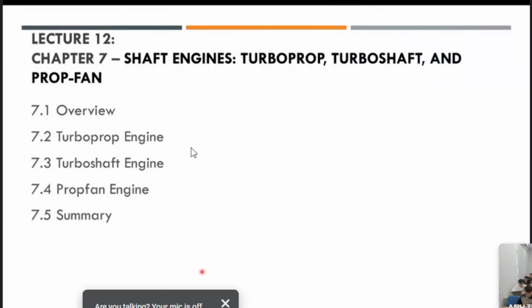In terms of the layout of this lecture, we are going to look into the overview of shaft engines, turboprop, turboshaft, and prop fan. We are going to try to finish the turboprop engine, and we shall continue with the subtopics of turboshaft, prop fan, and the summary in our lecture number 13 next week. So for today, we are going to just cover 7.1 and 7.2.